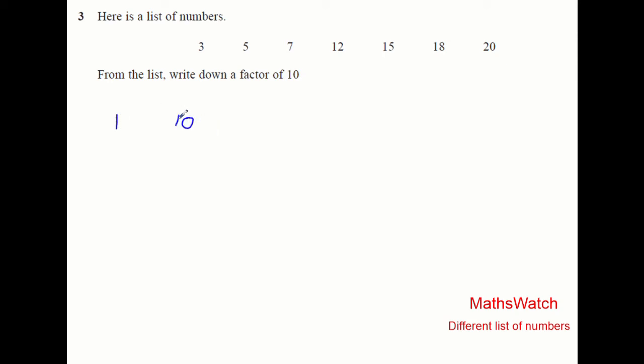1 times 10 is 10, so we know they both go into 10, but also 10 divided by 1 gives you the answer of 10, and 10 divided by 10 gives you the answer of 1. The second pair of factors is 2 and 5 for the same reasons. So these are the factors of 10. From this list of numbers at the top, the only one that also appears as a factor of 10 is the number 5.